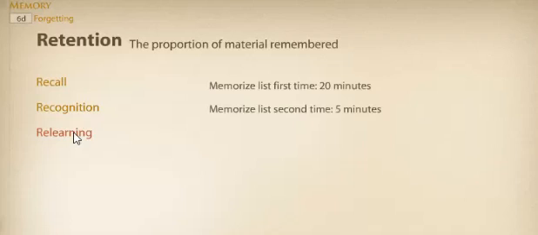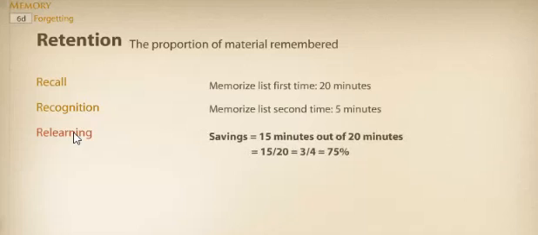Relearning is a measure of retention that requires a subject to memorize information a second time to determine how much time or how many practice trials are saved by having learned it before. The subject's savings score represents an estimate of their retention. So you learn it once, and then they test you after you learn it a second time to see how well you remembered it. And that's what they mean by relearning.